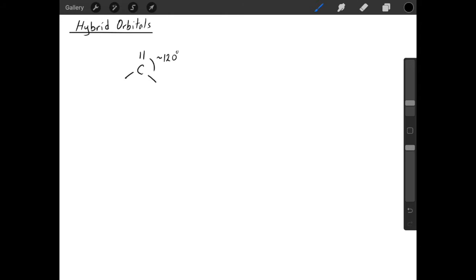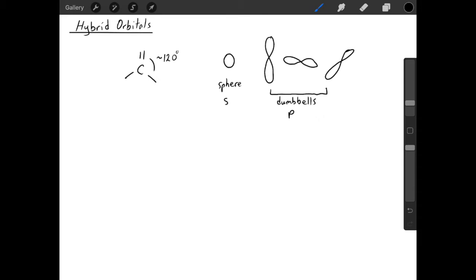So the question becomes, how do you get angles of 120 degrees when we know that the orbitals that are involved in bonding are going to be s orbitals and p orbitals, which will look something like this? The s orbitals are all spherically symmetrical, and the p orbitals are all dumbbell shapes that are oriented perpendicular to one another. And you have to ask yourself, how can you combine these angles to get 120 degrees? And the short answer is you can't.